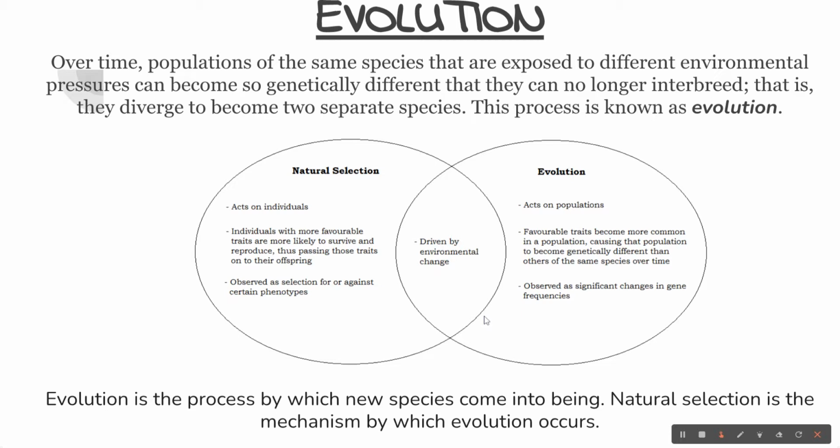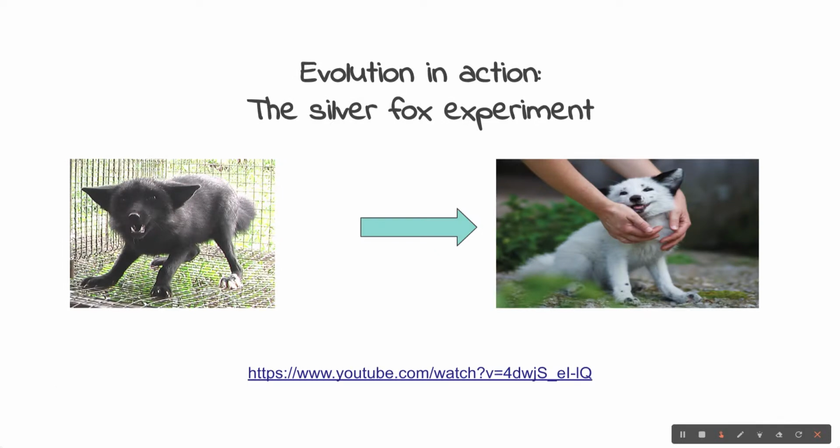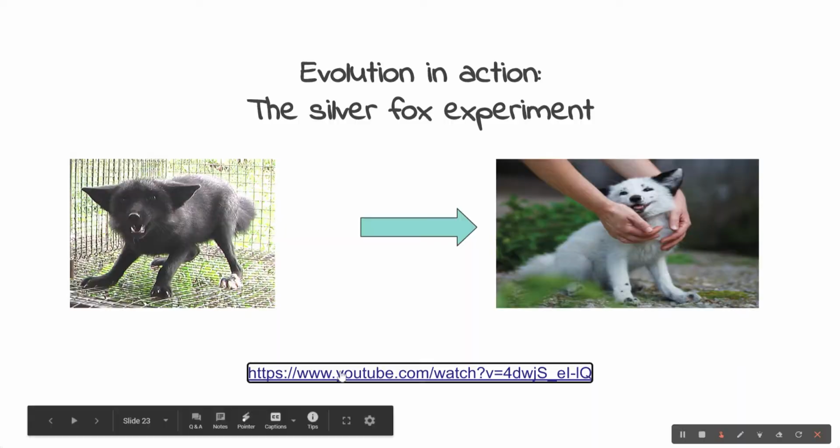So they're both driven by environmental changes, is what happens. Okay. Changes to the environment, in the fact that the resources are gone, they now have more competition, they have whatever it is. Climate change. What about dinosaurs? Right? Extinction, things like that. So then, evolution in action. The silver fox experiment.